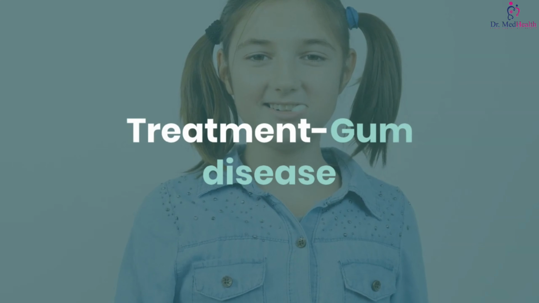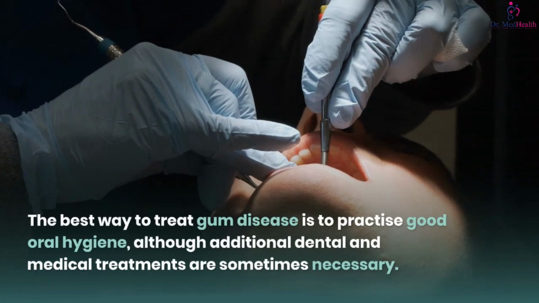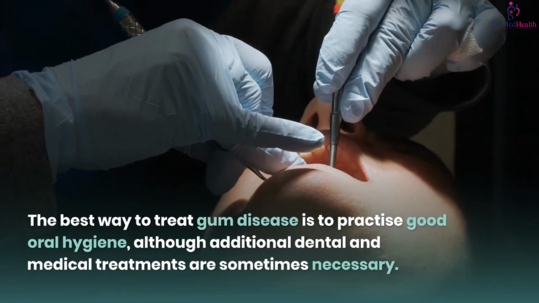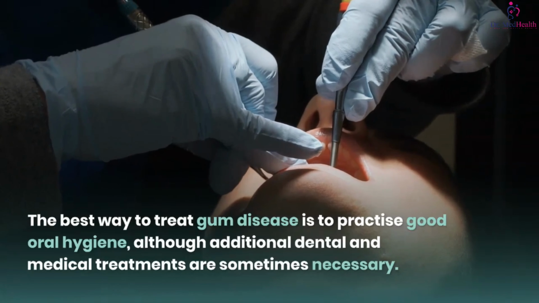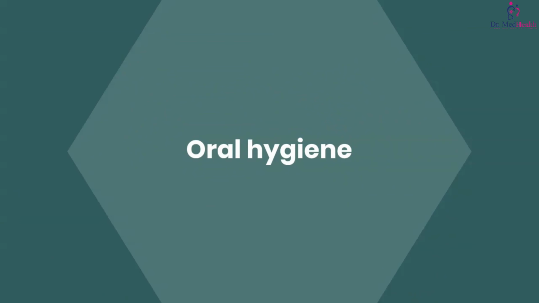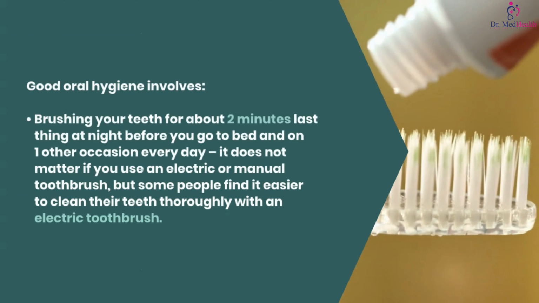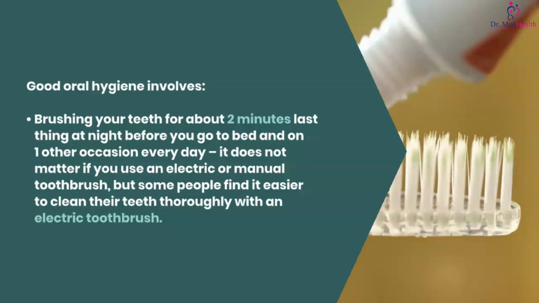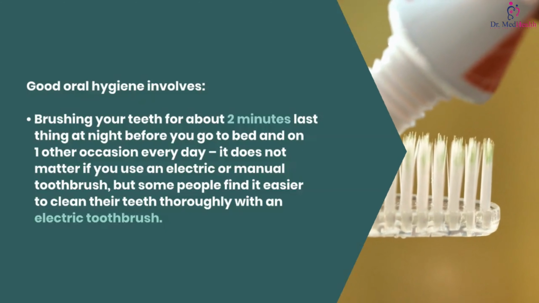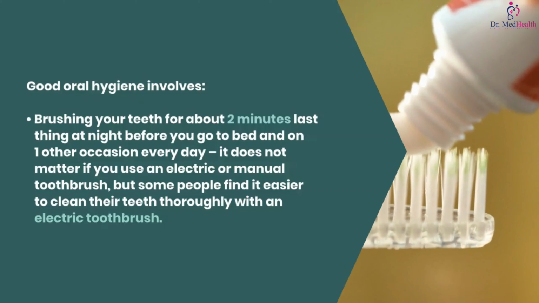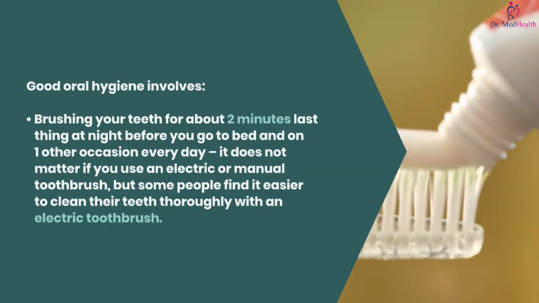Treatment of gum disease. The best way to treat gum disease is to practice good oral hygiene, although additional dental and medical treatments are sometimes necessary. Oral hygiene. Good oral hygiene involves brushing your teeth for about 2 minutes last thing at night before you go to bed and on one other occasion every day. It does not matter if you use an electric or manual toothbrush, but some people find it easier to clean their teeth thoroughly with an electric toothbrush.